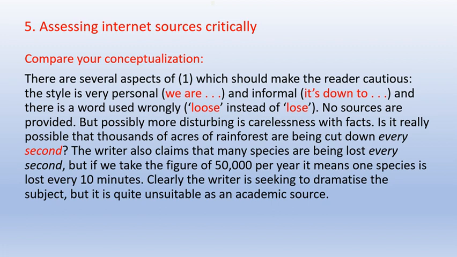Okay, now move to the first type. It is showing you as follows. You know, something written in red color for you. It is the expression of those unsuitable words. You can read the whole. There are several aspects of type number one which should make the reader discourteous. The start is very personal, because it has used the word "we" a lot, and informal. And there is a word used wrongly. It is a spelling mistake.